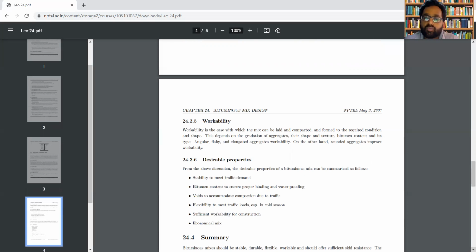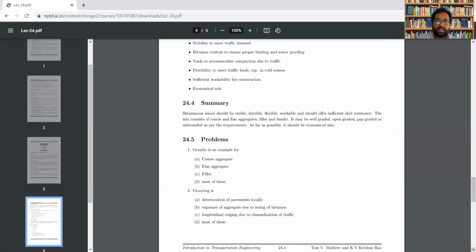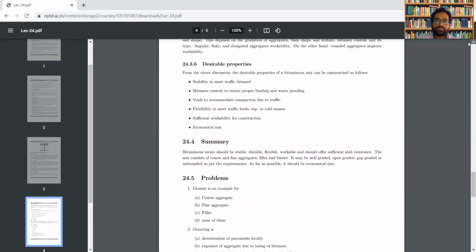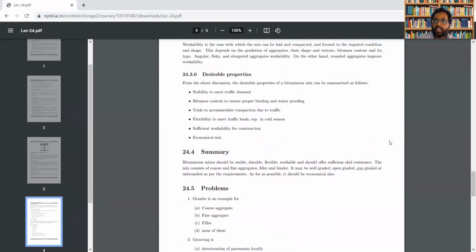Then there should be enough voids to accommodate compaction due to traffic. As a result of vehicular movement, the pavement surface will be subjected to compactive effort. So in order to accommodate the compaction, enough voids should be present. Then, especially in cold season, there should be enough flexibility to meet the traffic load. There should be sufficient workability for construction, and the mix should be highly economical. These are the different desirable properties of the bituminous mix. So we have discussed the basic things. We'll cover one more session on bituminous mixes.